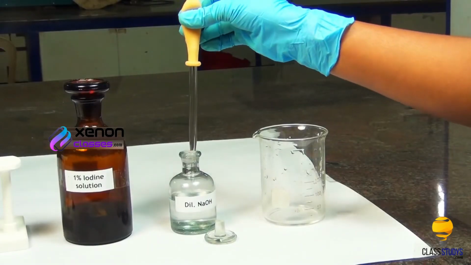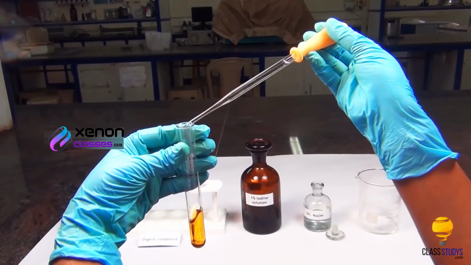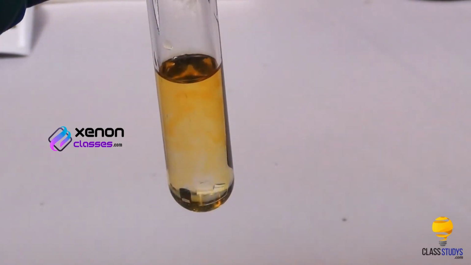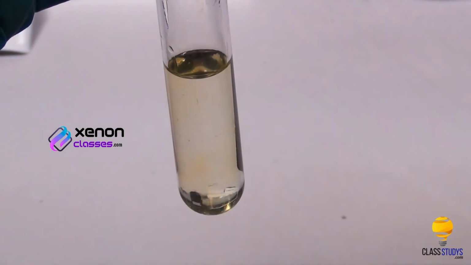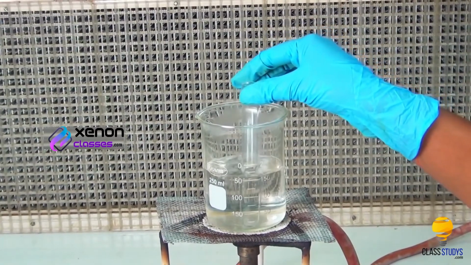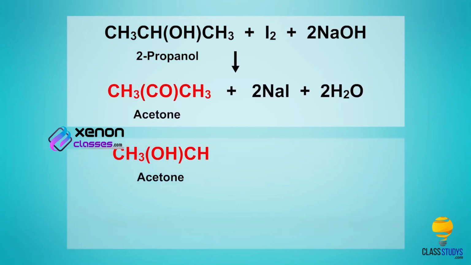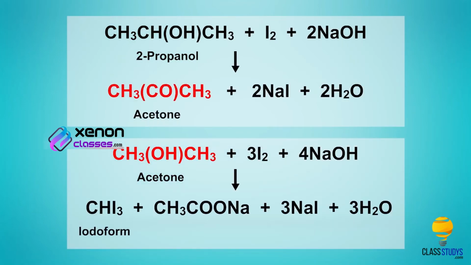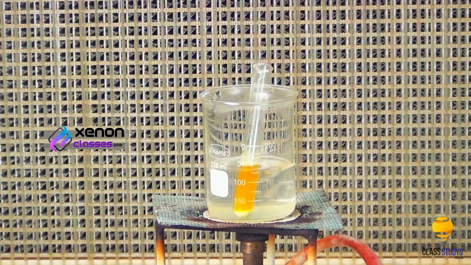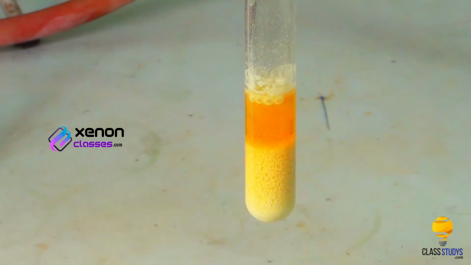Then, add dilute sodium hydroxide dropwise until the brown color of iodine is discharged. Warm the mixture gently on a water bath. When alcohol containing the CH3CHOH group is warmed with sodium hydroxide solution and iodine, a yellow precipitate of iodoform is formed.